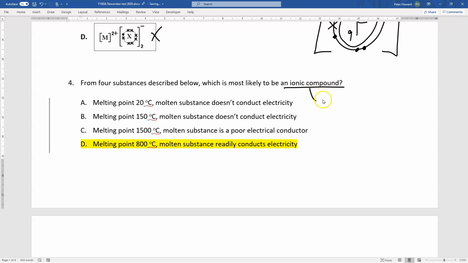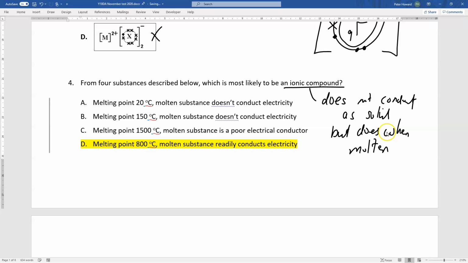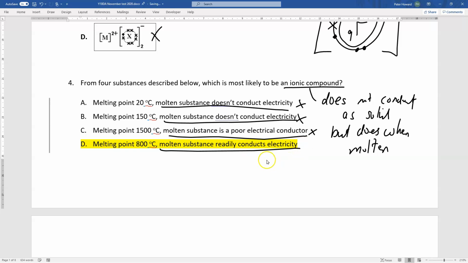The key properties are, if we talk about conductivity, does not conduct as solid, but does when molten or dissolved in water. So talking about a molten substance does not conduct electricity, can't be that one. Molten substance does not conduct electricity, can't be that one. Molten substance is a poor electrical conductor, can't be that one. Molten substance readily conducts electricity, so it's going to be 4D.